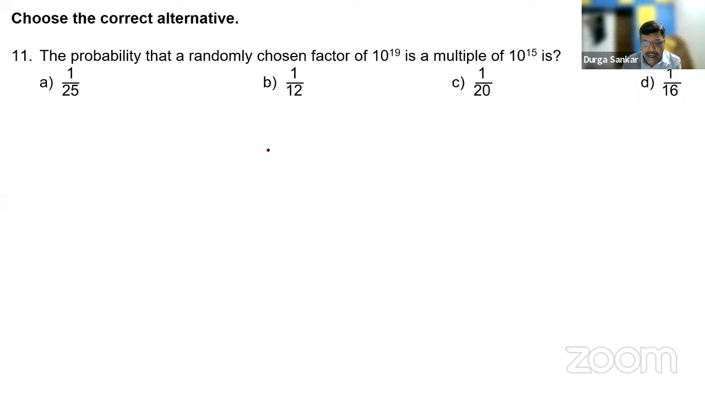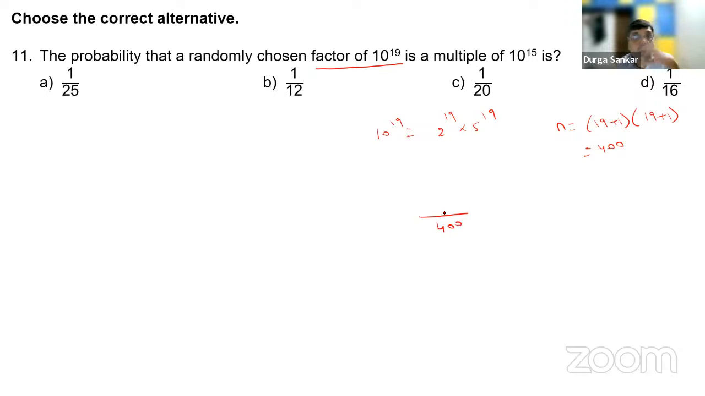The probability that a randomly chosen factor of 10 power 19 is a multiple of 10 power 15 is. Part 1: factors of 10 power 19. How many factors does 10 power 19 have? 10 power 19 can be written as 2 power 19 into 5 power 19. So the number of factors is (19 plus 1) into (19 plus 1), which is 400. Out of these 400 factors, I want to know how many are multiples of 10 power 15.